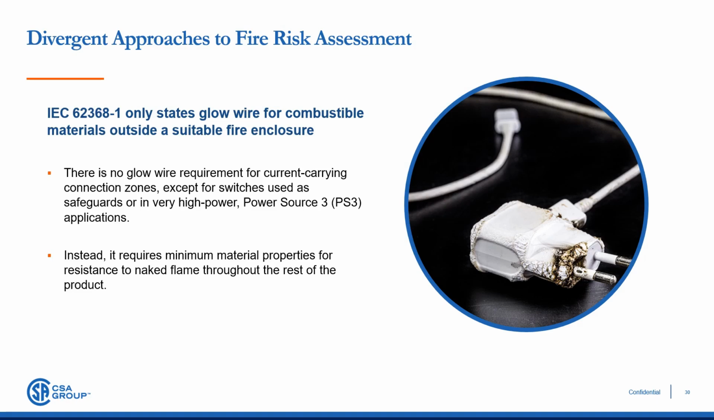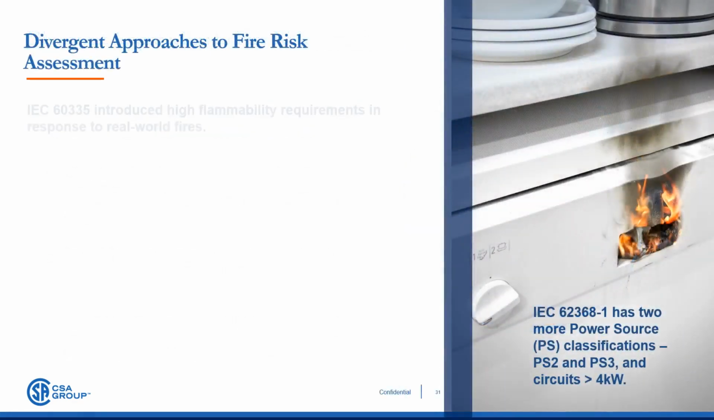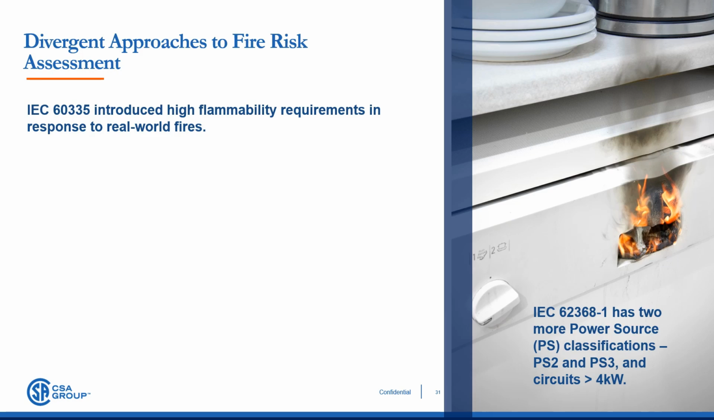In contrast, IEC 60335-1 requires this, or an allowable alternative of HB40 rating, for all significant parts of the appliance enclosure. The flammability requirements in the IEC 60335 series were introduced in response to real-world fires involving power supplies for high-power applications in appliances, effectively mitigating ignition risks to acceptable levels.